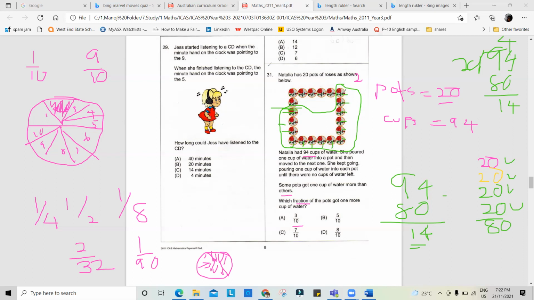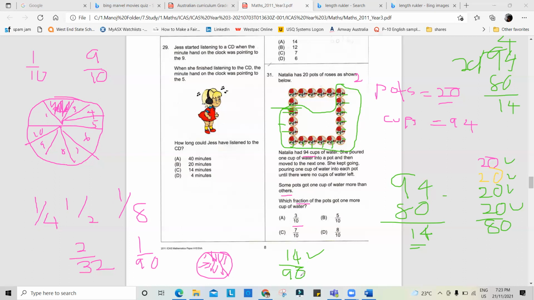That's mean how many cups? How many pots? 14, right? Yeah. 14 cups, 14 pots got more than others. Then what fraction got more than others mean? When you make it fraction, these 14 pots got more, and how many pots altogether? 90, right? Yeah.